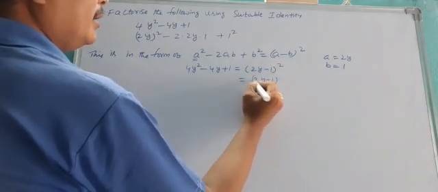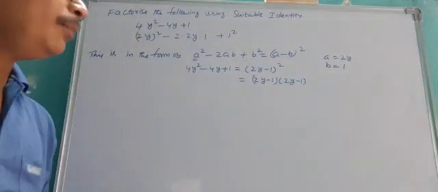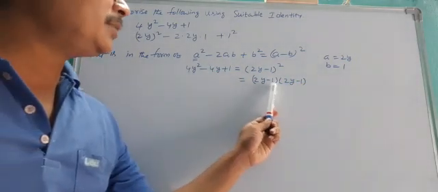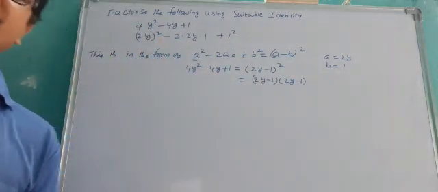So (2y minus 1) into (2y minus 1). So that means the given polynomial can be expressed as product of two other polynomials. This is known as factorization.